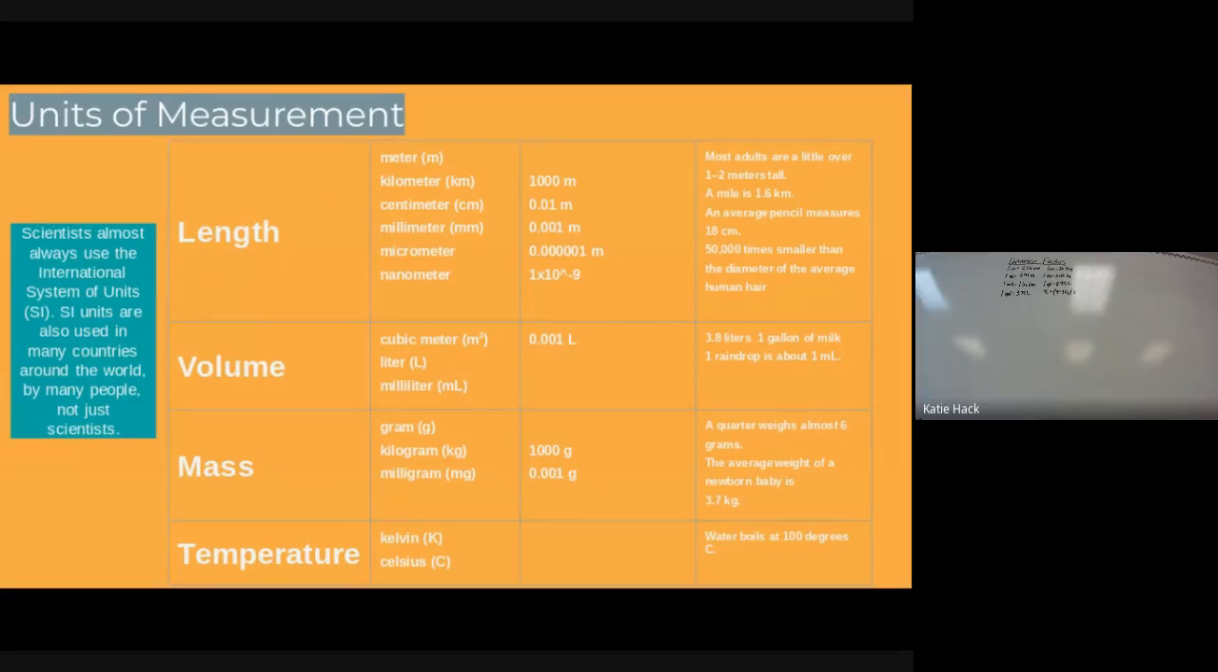So today in class, we're going to learn about the units of measurement. I'm hoping that none of this is brand new to you. You should have been learning this all throughout school. So we're going to do a brief overview, like in middle school, your 6th, 7th, 8th grade science class.